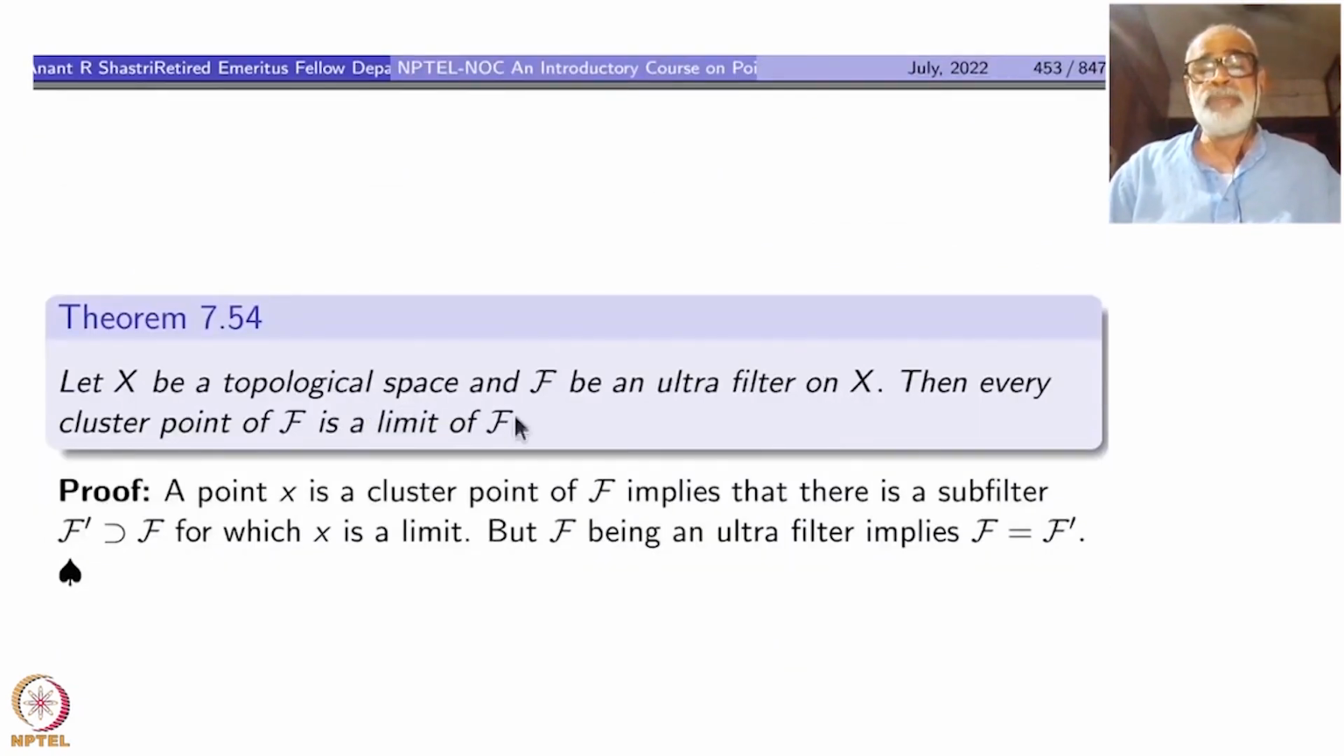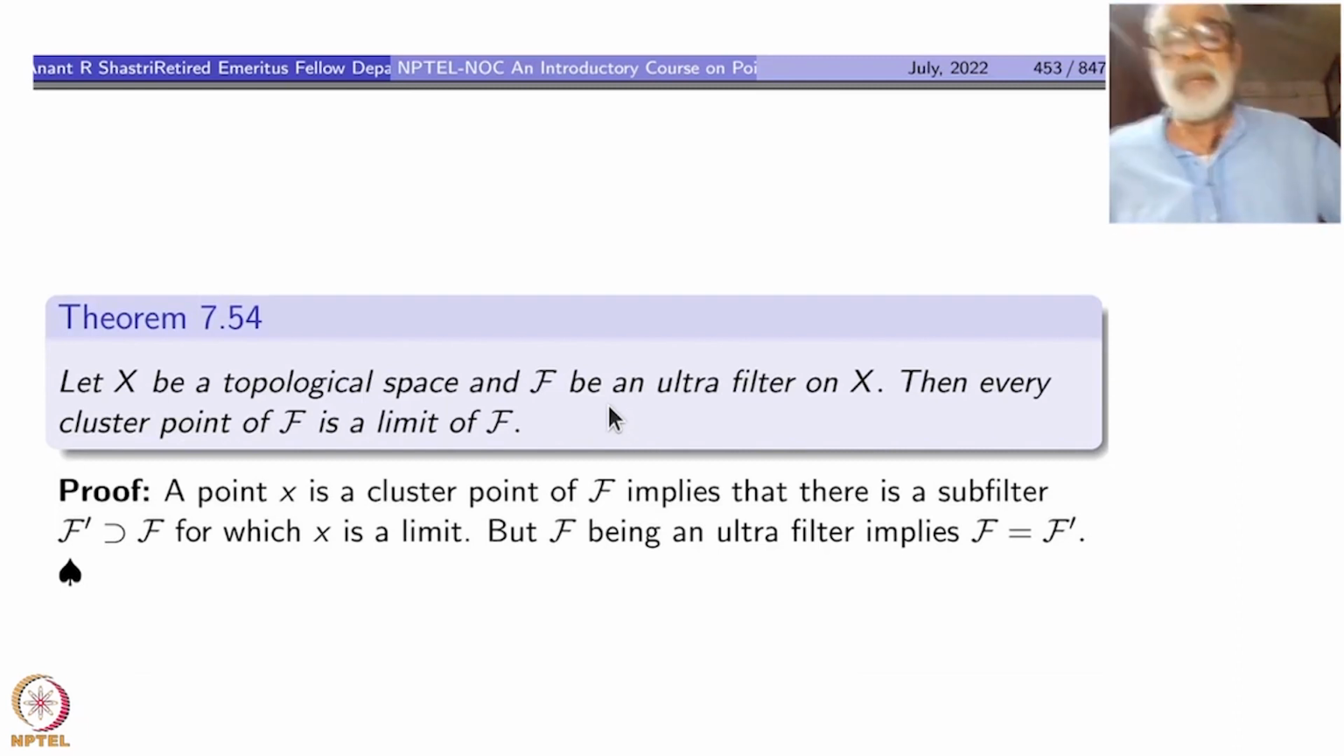Now, let X be a topological space, F be an ultrafilter on X. Then every cluster point of F is a limit point of F. Remember, for a filter, every cluster point was a limit point of a subfilter, right? What is the meaning of subfilter? A subfilter is a filter which contains F, but F is an ultrafilter, so there is no larger filter than that one. Therefore, this F prime which has X as a limit must be F itself.